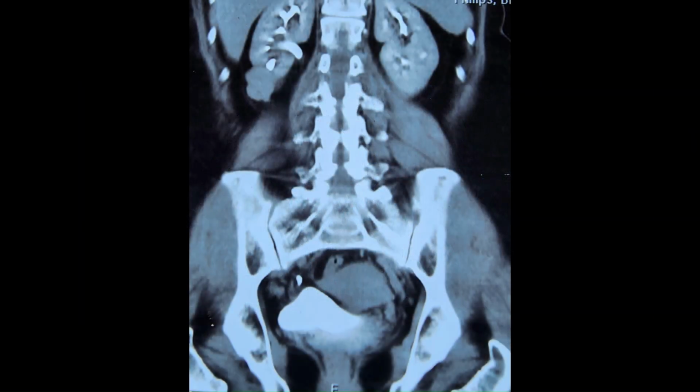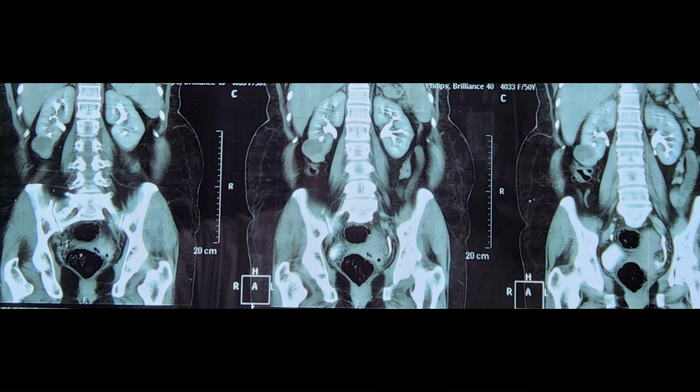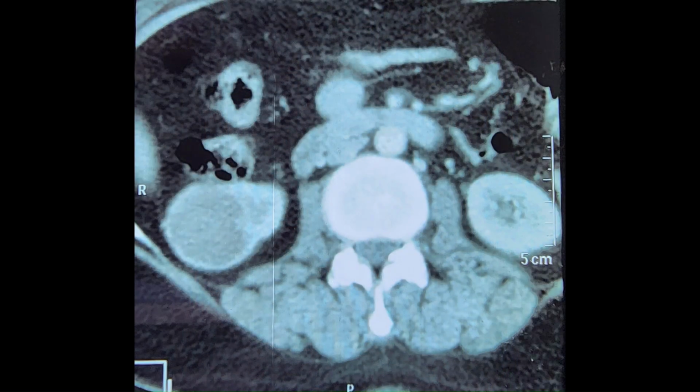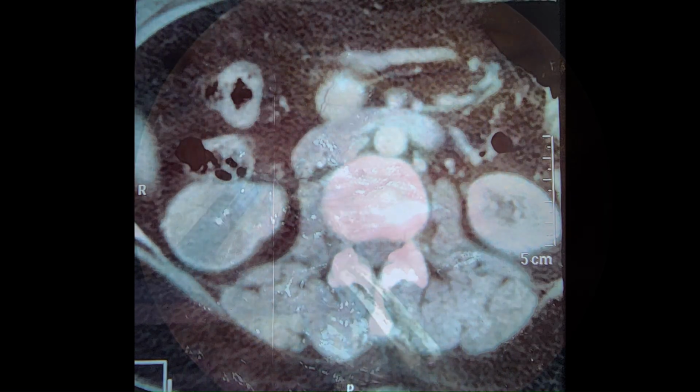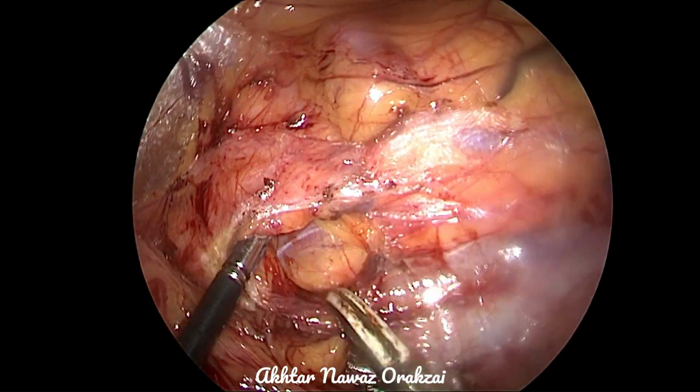Today we are discussing the partial nephrectomy in a renal tumor. Here you can see that there is a mass which is labeled as Bosniak 4 cyst in the right kidney lower pole. It is around 3 to 3.5 centimeter localized disease. So we decided to perform a laparoscopic partial nephrectomy.